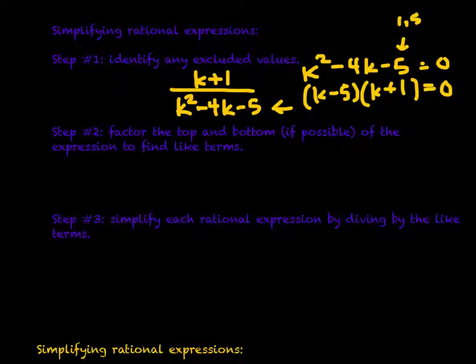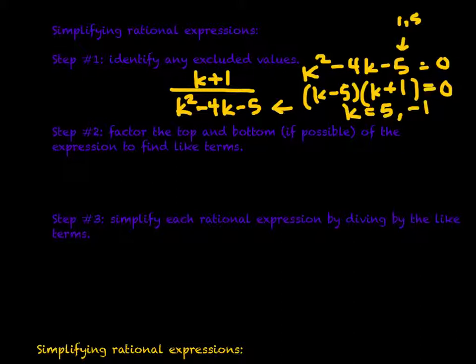And our final step would be to say k minus 5, if that were equal to 0, what would k be? Well, k would be a positive 5. And for the other side, k plus 1, we'd have a negative 1. So for our equation, we would essentially have two vertical asymptotes where k is equal to 5 and k is equal to negative 1. So both of those are not potential answers to our problem.